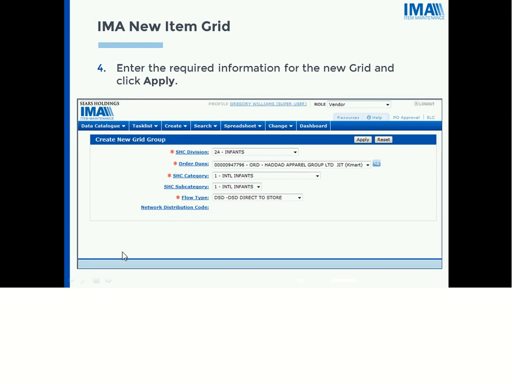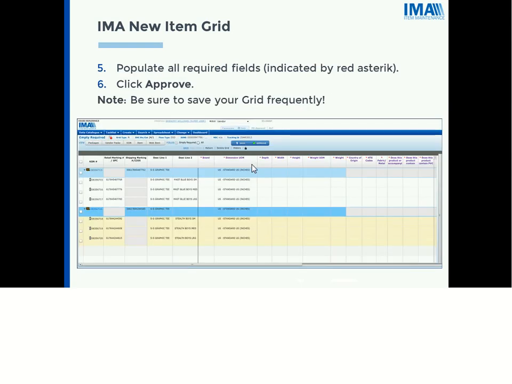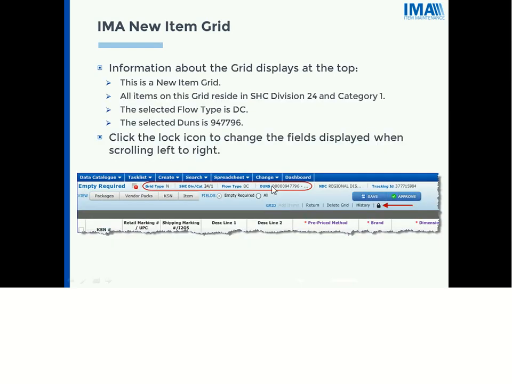And the same thing with the flow type. If you set it up with the wrong flow type or the wrong order DUNS, you'd have to go through the same process to correct that. Everything that's on a grid has to have the same division, same category, the same DUNS number, and the same flow type. Here you can also see your flow type and DUNS number at the top of the screen.